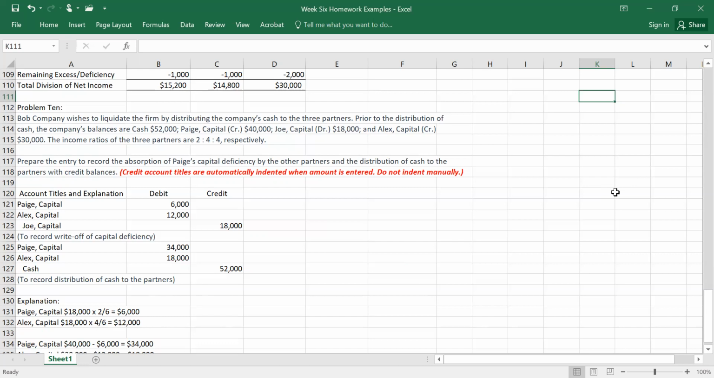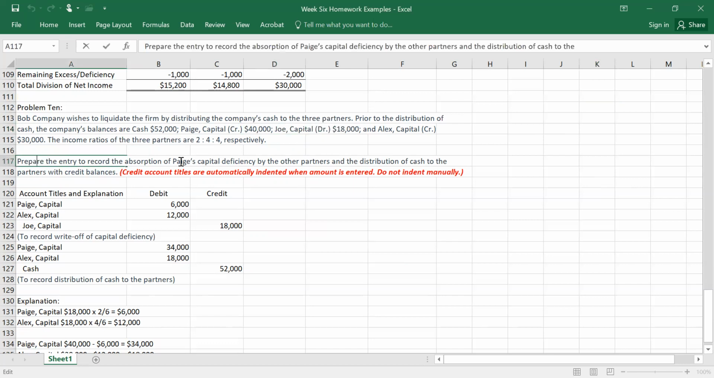Well, what we have to do is we know that there's an 18,000, and I'm sorry, I think that should say Paige's deficiency. It should be Joe. Sorry about that. It should be Joe's deficiency, not Paige. So let me change that. So, prepare the entry to record the absorption of Joe's capital deficiency by the other partners and the distribution of cash to the partners with credit balances.